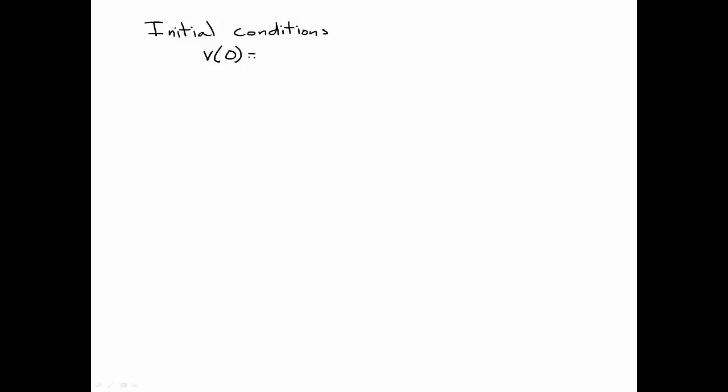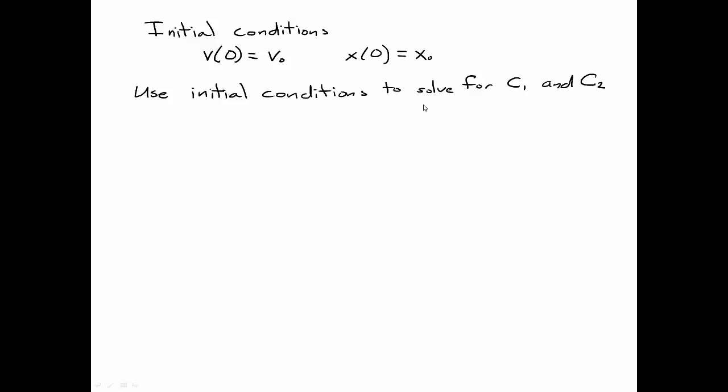The initial velocity is called v naught, and the initial position is called x naught. So what I want you to do is to use your initial conditions to solve for c1 and c2. So use the techniques we use for differential equations to solve for c1 and c2. Alright, so pause, try this out, and then we'll go over it together.